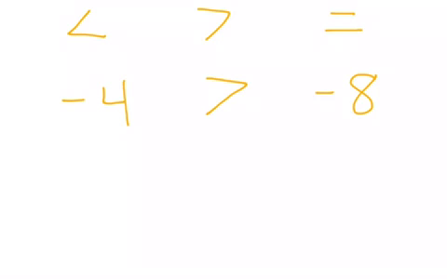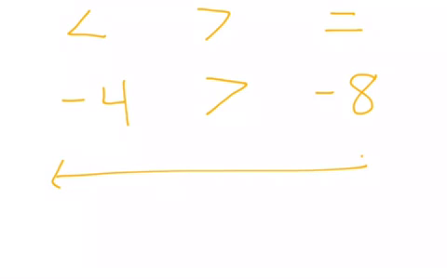I often think of it this way: with negative 4, you're better off owing somebody $4 than owing somebody $8. So you're better off, or you're greater than, is how I think about it. The better off situation, the negative 4, is greater than the negative 8.